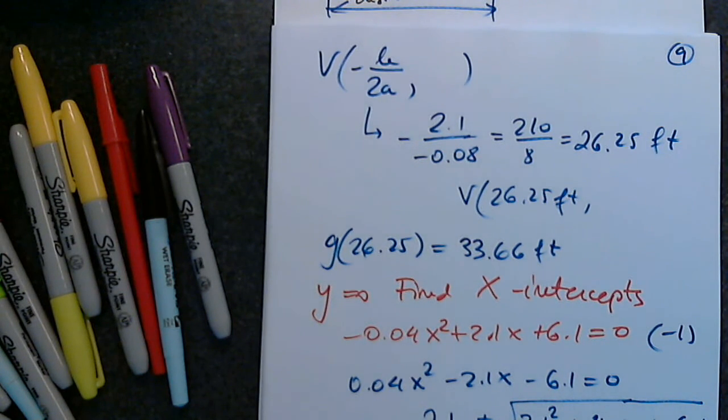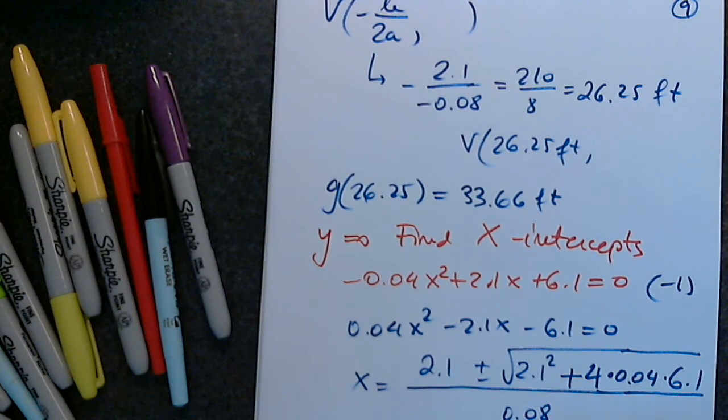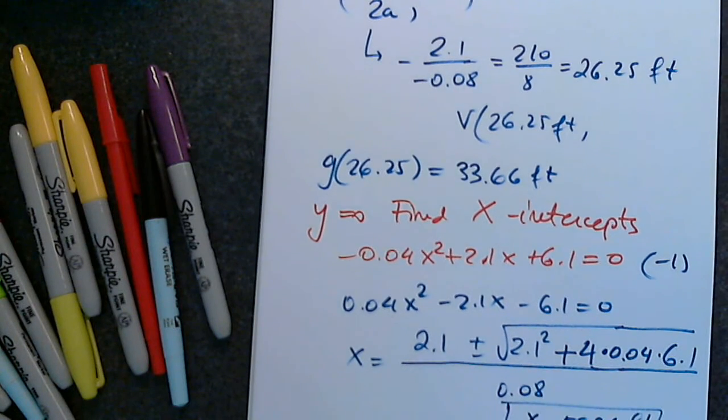I'm expecting this one to be a negative number. Why? Because when x is 0, y is 6.1. Okay, so the only solution is then x equals 55.26 feet. So the maximum horizontal distance covered by the shot.